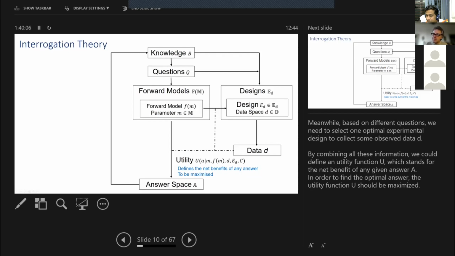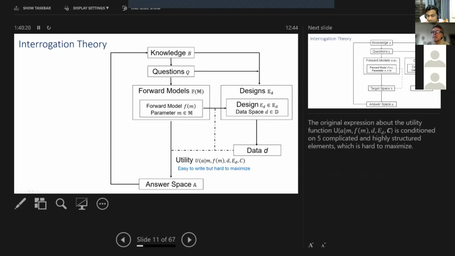Now, that all makes sense. Utility function: the answer here depends on the models, the forward functions, the data, the design, and the algorithms C. It's easy to write that down, but it's actually hard to maximize it because this is a very complex set of dependencies. We've got multiple forward models now, multiple designs, multiple algorithms for sure.